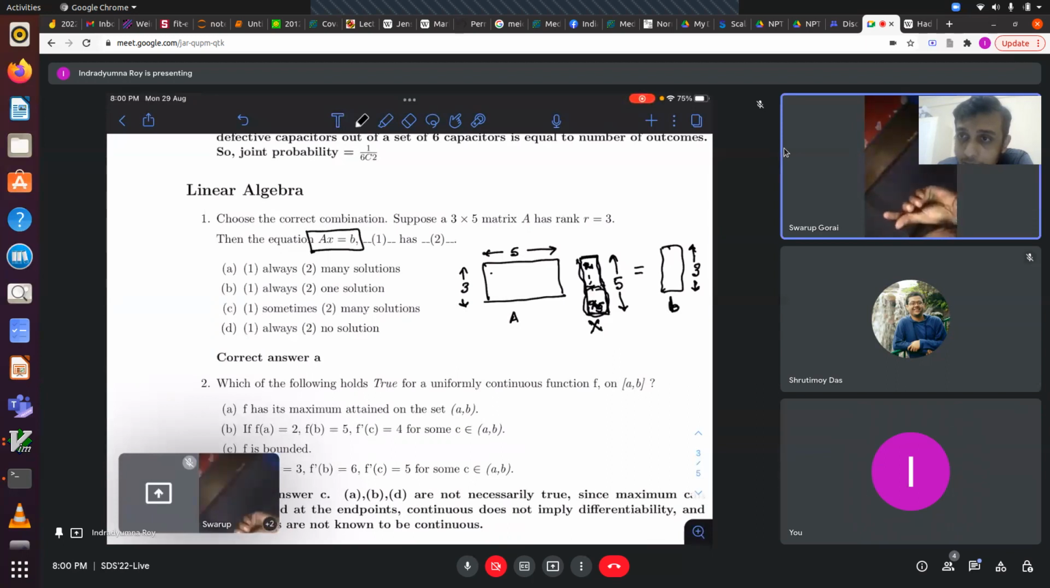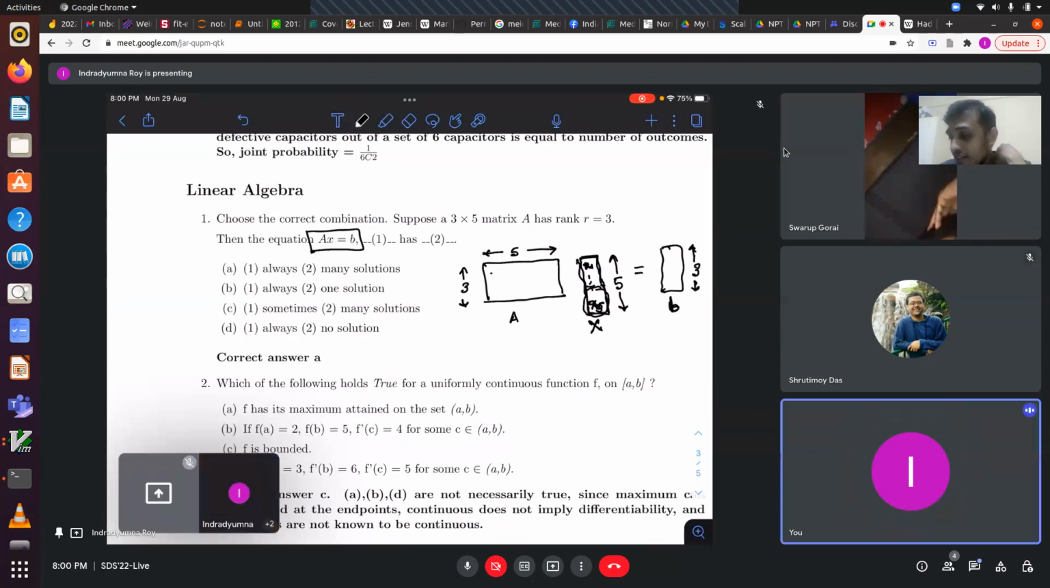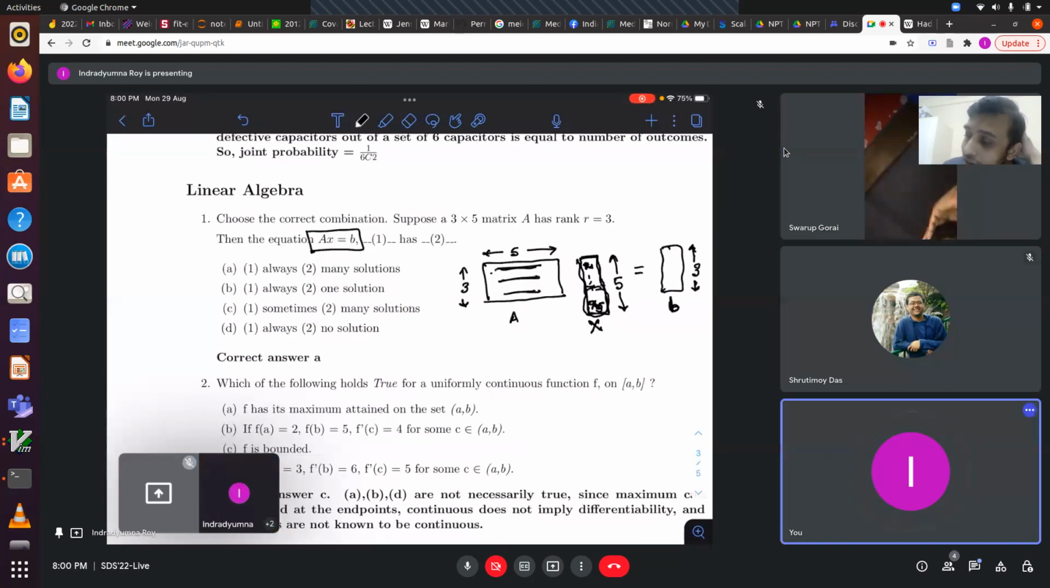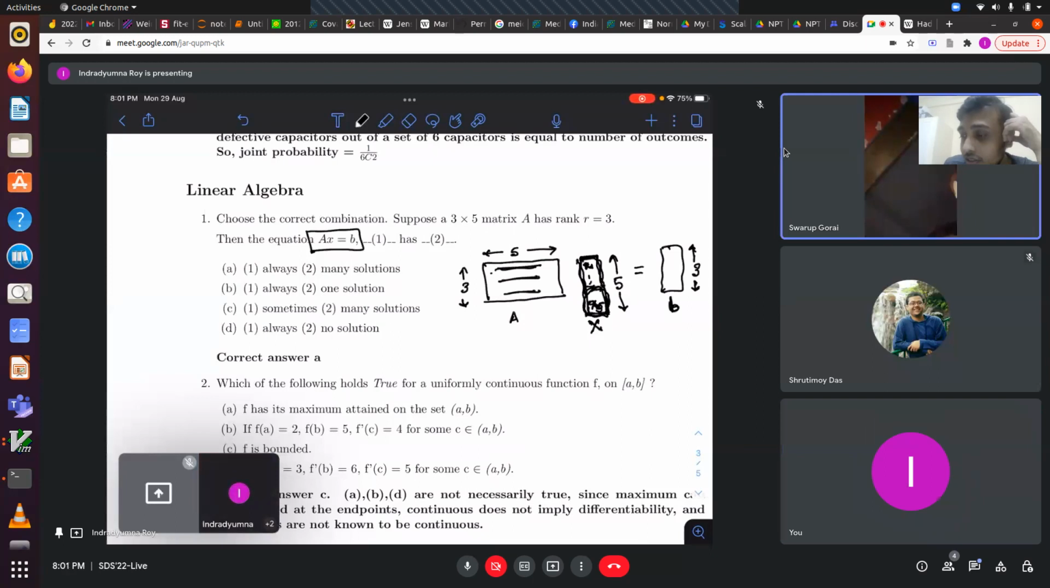Please explain once more, sir. So you have 3 equations here, and you have 5 variables. So the number of variables is way more than the number of equations. That means you have a lot of freedom in how to specify the solution. Basically, 2 of these variables can take any value.